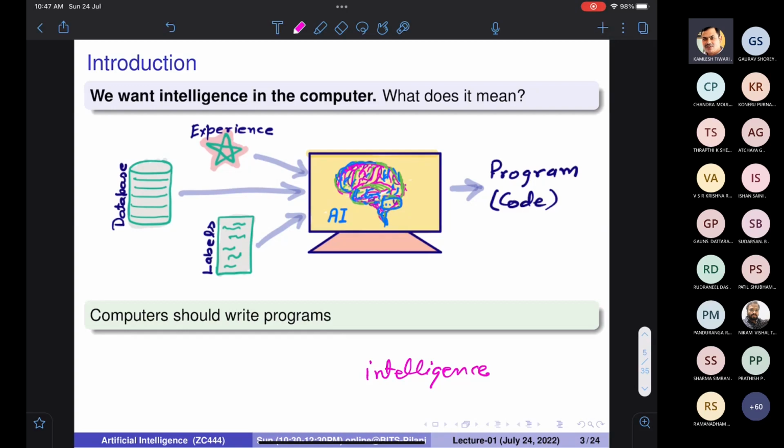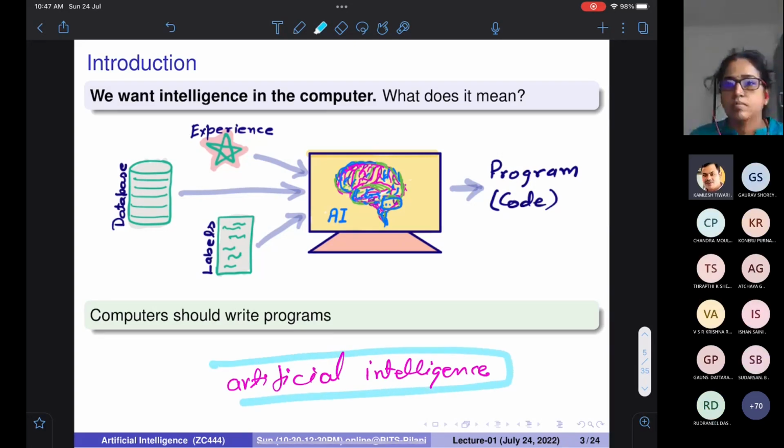Since it is showing intelligent behavior, I can say that it is artificial. This intelligence is artificial. Now you know what artificial intelligence is. A computer, when it shows intelligence, it is artificial intelligence.